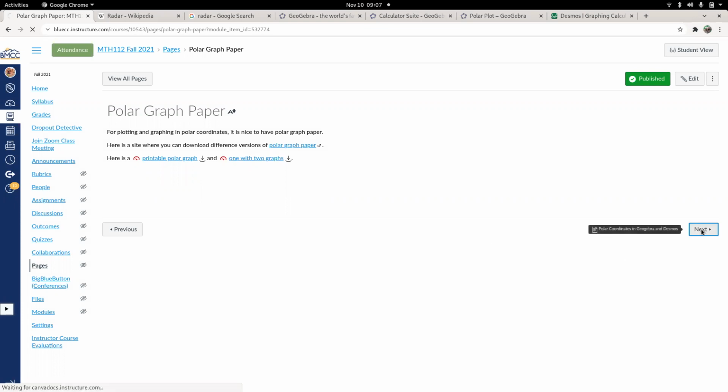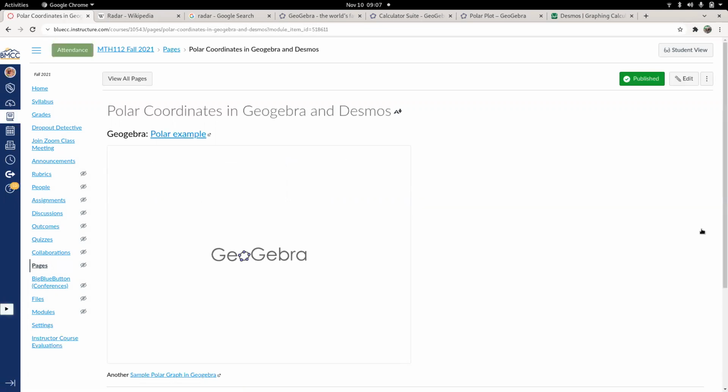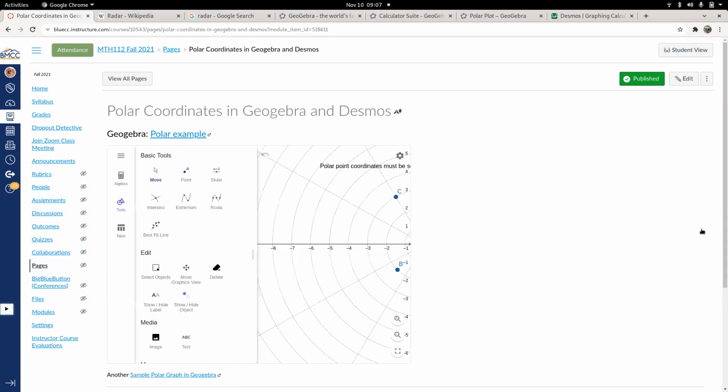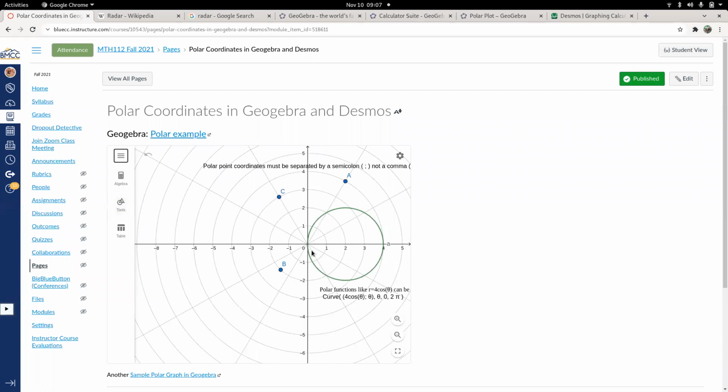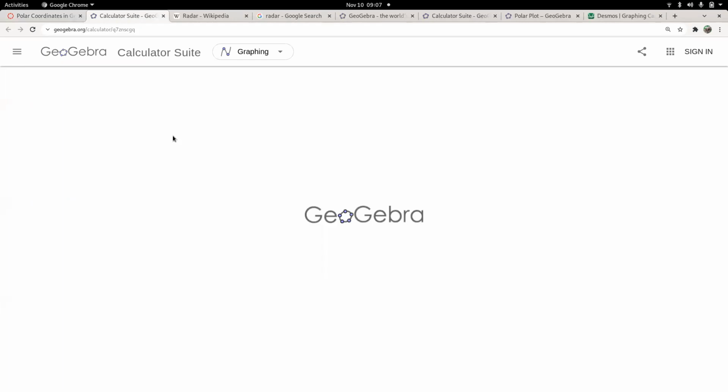Okay, the other thing that's going to be useful for playing around with polar is doing this on a calculator. So I set up a couple of things for us to play with. So on this next page, polar coordinates in GeoGebra and Desmos, I have this embedded one here. And if the tools or the algebra panel are in your way here, just click it and that'll go away. It'll slide away and then you can see what I did here. So I have examples of how to do polar points in GeoGebra and how to do a polar function in GeoGebra here. And so you can either play with it in our Canvas screen or you can pop it out into a new screen here and then play with it here.